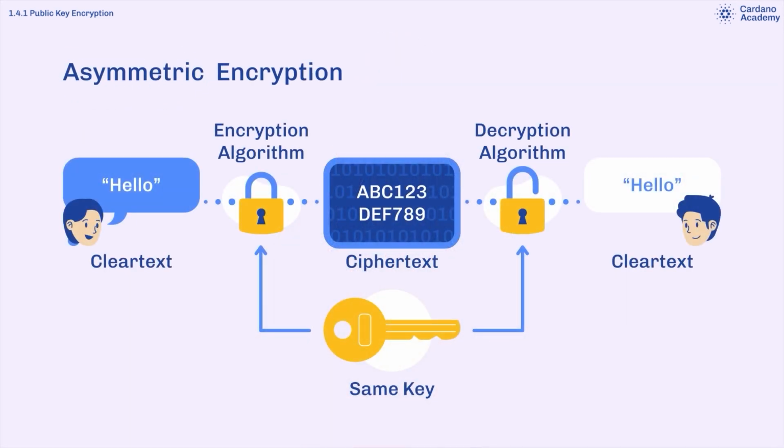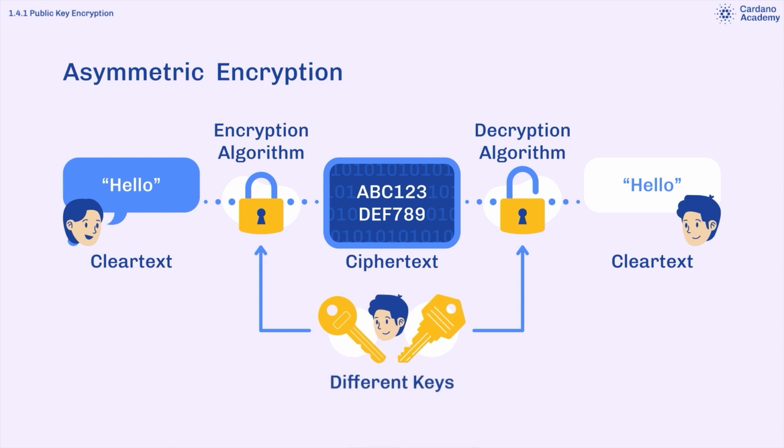Asymmetric encryption, or public key cryptography, does not require a shared key. Instead, both parties generate their own private key and never share it with anyone.